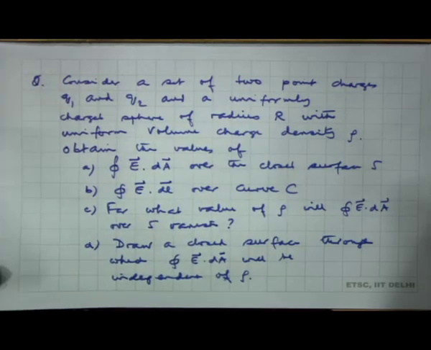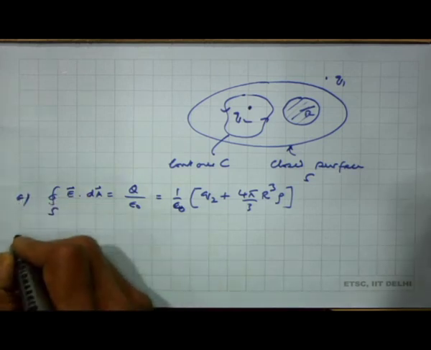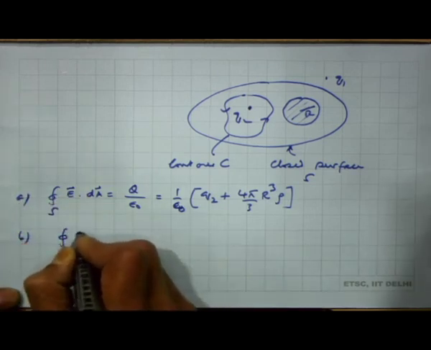Now, what about integral E dot dL over curve C? Please remember, no matter what path you take, for an electrostatic field integral E dot dl over a closed path is always 0.